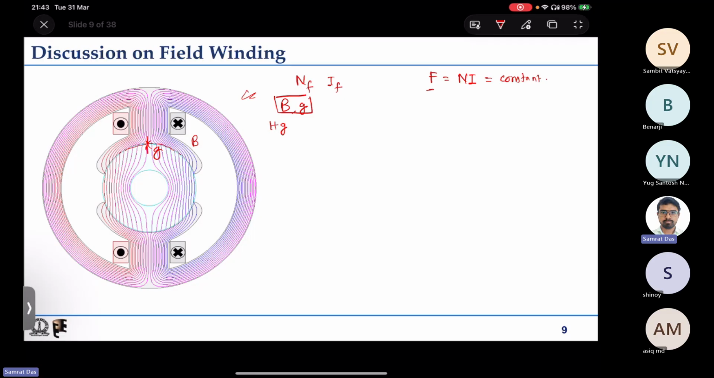Now what is the relationship between current and number of turns? Say we have number of turns as n, and current I, so F equal to n into I, which tells us that I equal to F by n. That is the relationship between current and number of turns, where F is constant. Now what is going to be the winding resistance? We will now go into winding resistance. Winding resistance is nothing but rho into L by A.